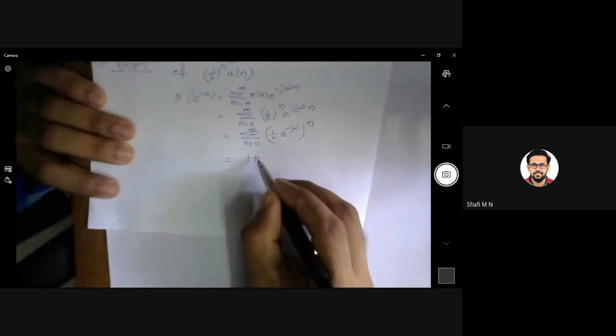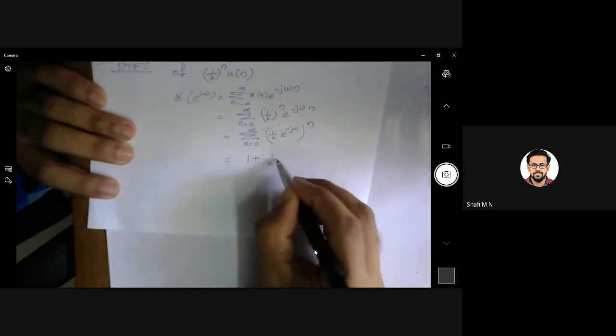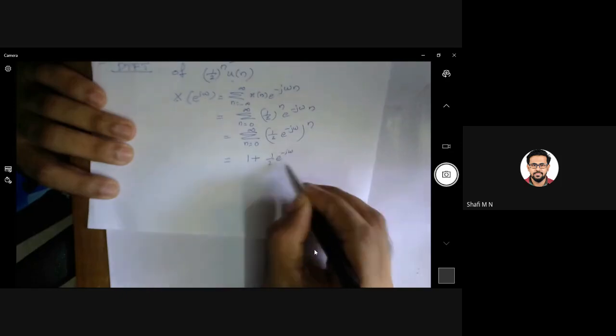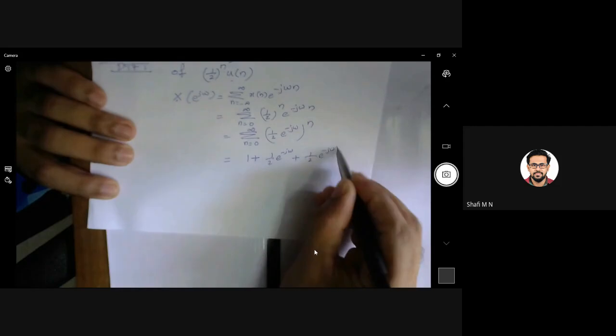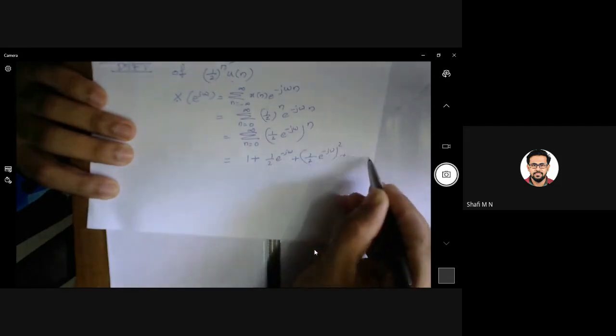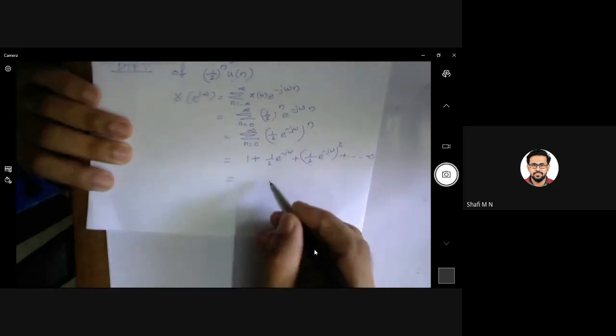So 1 plus, say n equal to 1, substitute here, you will get 1 by 2 e raised to minus j omega, plus substitute n equal to 2, so it's 1 by 2 e raised to minus j omega raised to 2, plus etc. up to infinity. Do remember it is up to infinity, then only you can apply the basic equation for GP.